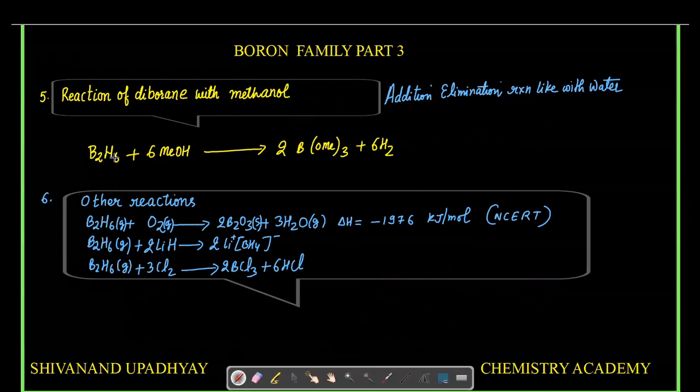वाटर में क्या होता था कि ये जो 6 हाइड्रोजन एटम है वहां OH ग्रुप अटैच हो जाते थे, तो 2 मॉलिक्यूल्स ऑफ बोरिक एसिड, यहाँ पे OH की जगह OMe ग्रुप. सो सेम कॉन्सेप्ट, एडिशन एलिमिनेशन टाइप ऑफ रिएक्शन विथ वाटर. और hydrogen gas is removed, so it is addition elimination type of reaction.